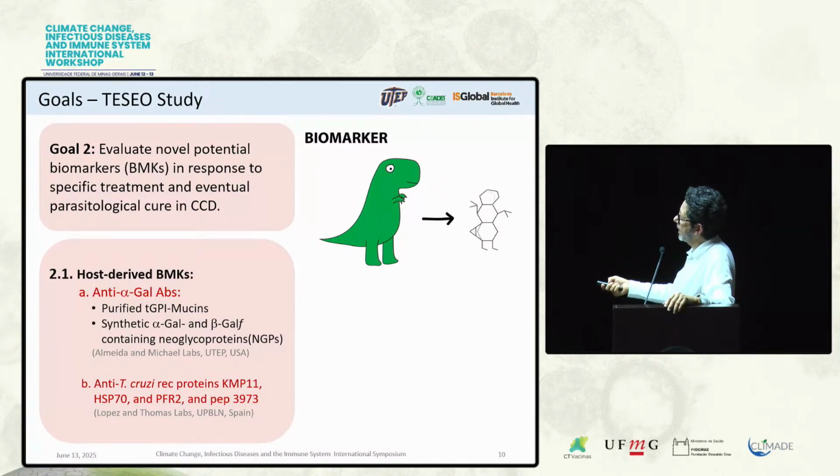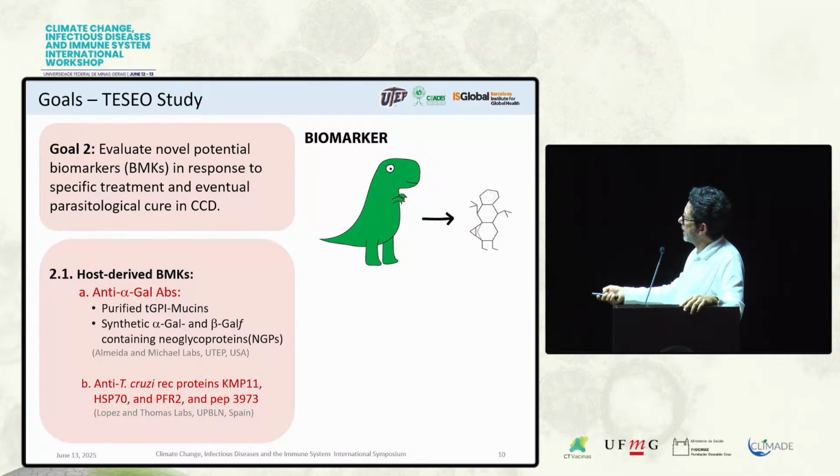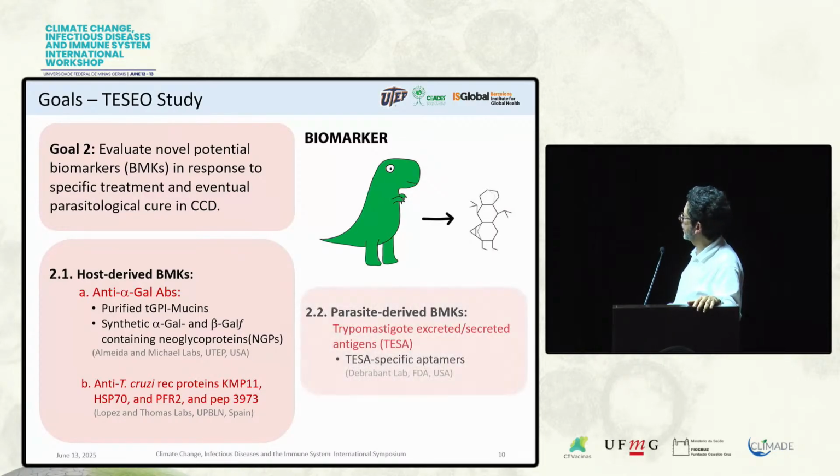The first one is the anti-alpha-gal antibodies. We're going to use purified TGPI mucin. Several people have talked about these in the last 3 days, Ricardo and many other people, and synthetic alpha-gal and beta-galactofuranose as well, which is another sugar that we don't make at all, containing neoglycoproteins. And also going to use recombinant proteins from HSP70, paraflagellar rod 2, and PEP3973 from a group in Granada that has very interesting, very promising preliminary data on that.